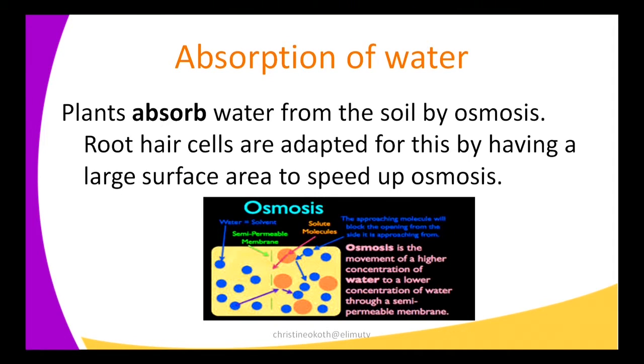So how do we define osmosis? We say it is the movement of water from a higher concentration of water to a lower concentration of water through a semi-permeable membrane. So remember the key words: it is a movement from a higher concentration of water to a lower concentration, and there must be a semi-permeable membrane, a membrane through which the water molecules can pass.